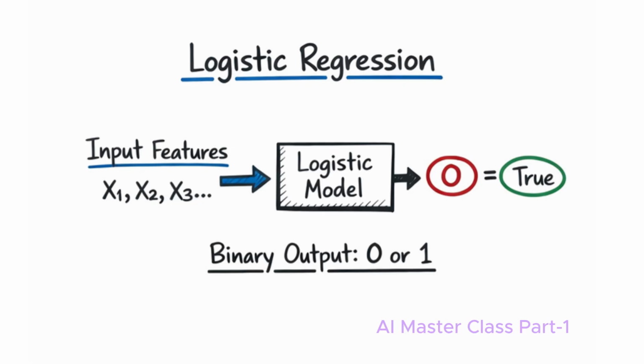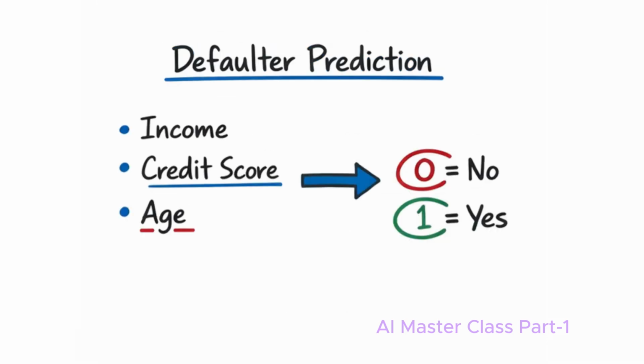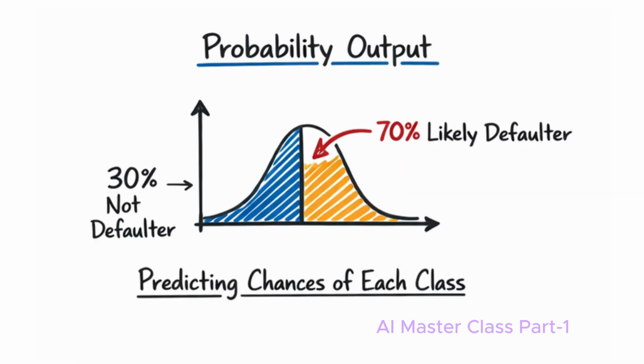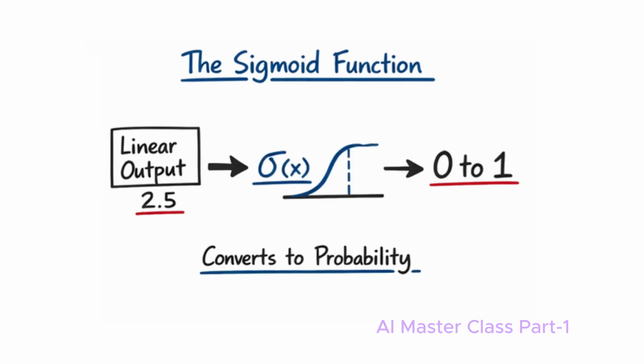Let us continue with the same example of finding defaulter customers. We will still have inputs like income, credit score, age, but now the output is binary. 0 means no and 1 means yes. So instead of predicting the exact value, we are predicting the probability of belonging to a particular class or category. Now the question is, how do we convert a linear output into the probability? For that, we use a function called the sigmoid function.